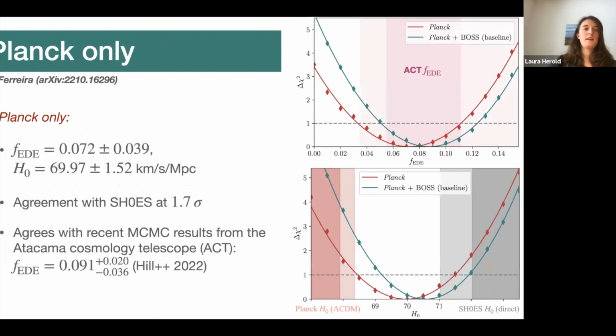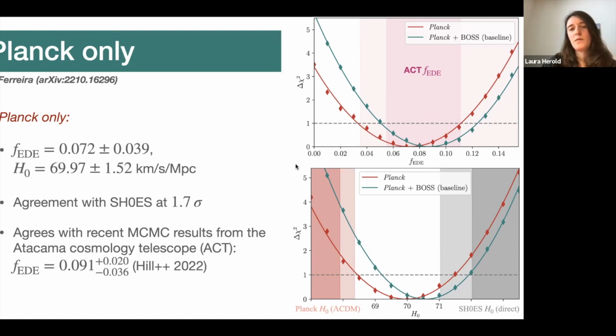So now we were also interested in how much of the constraining power comes actually from Planck alone without large-scale structure data. So we ran a profile likelihood with only Planck, and we find that the Planck-only constraint is actually very similar to the Planck plus BOSS full shape constraint. So we find fEDE of about 7% and an H0 of about 70. And this is in agreement with SH0ES at 1.7 sigma.